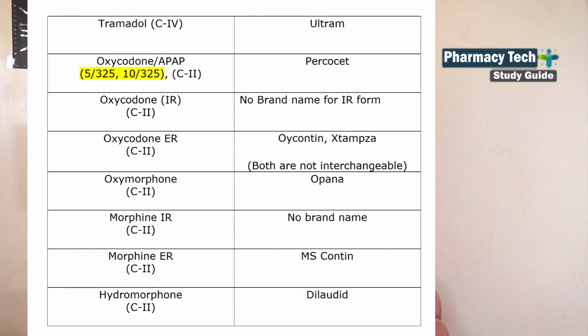Oxycodone is available as an immediate release form and an extended release form. The immediate release form of oxycodone does not have a name brand. The extended release formulation has name brands, which are OxyContin and Xtampza. Now keep in mind, even though Xtampza and OxyContin are both oxycodone extended release, they're not interchangeable.